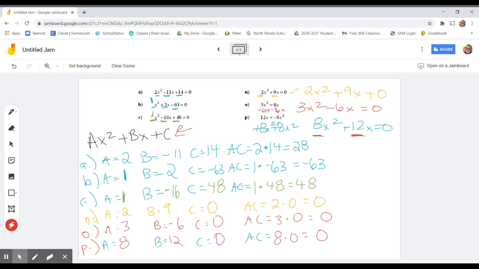Okay? So that's all you're doing for the extension assignment is you're going ahead and you're just telling me what the A, the B, the C, and the AC really are. Because it's going to be important for future lessons to understand how to find this information.